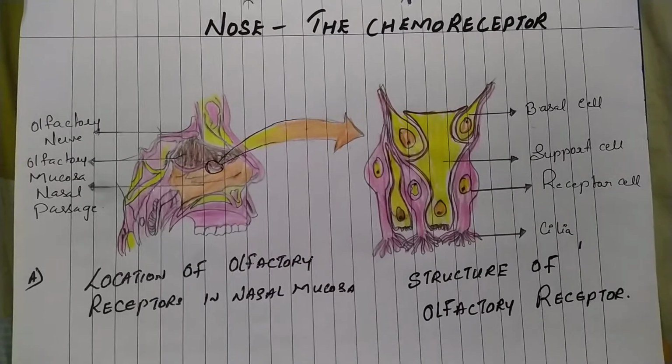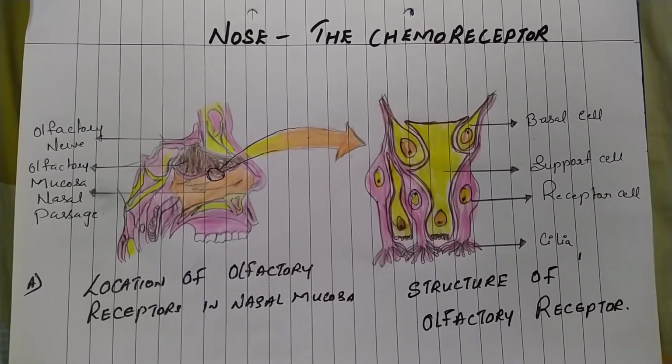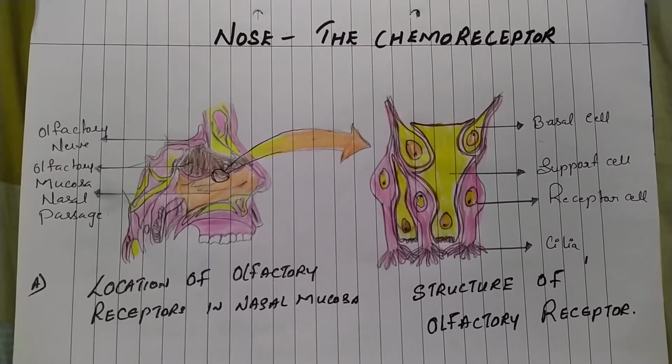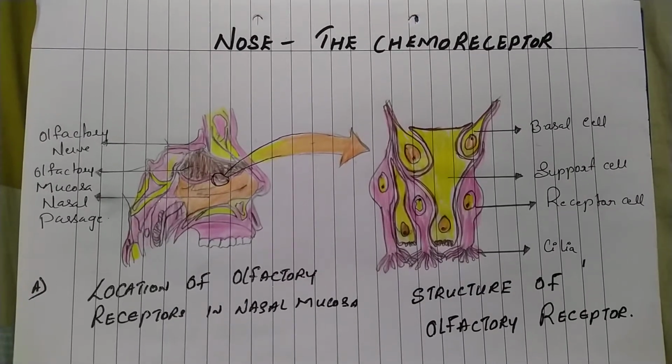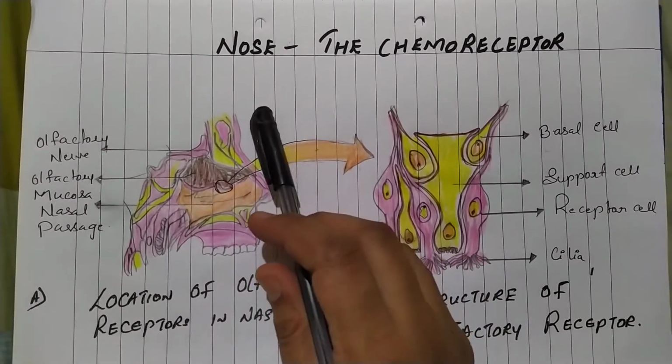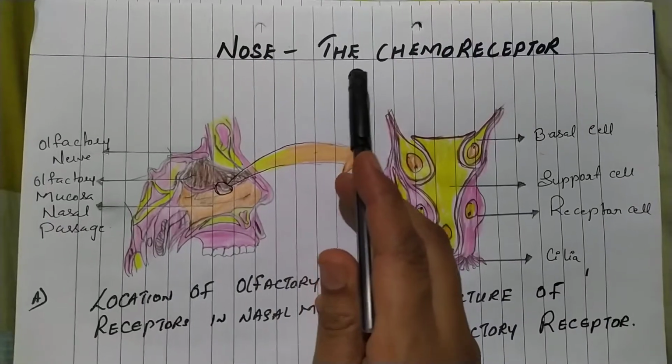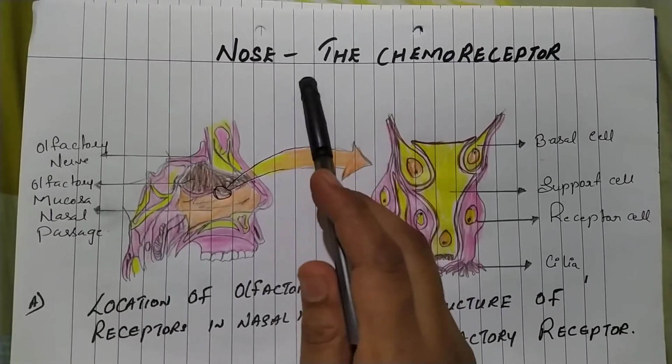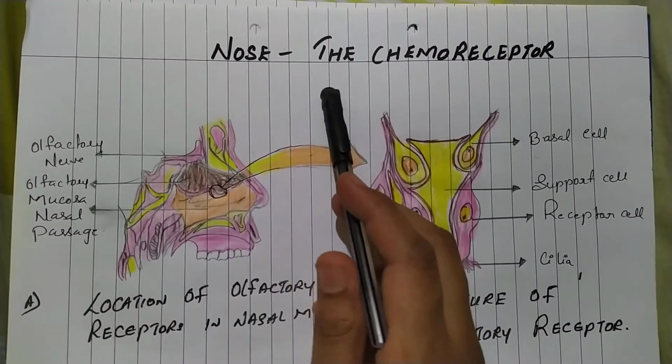So today we have come up with the other three sense organs which we have discussed in the previous class. Today I'm going to discuss the nose, tongue and the skin, the three which are left out in the sense organ chapter.